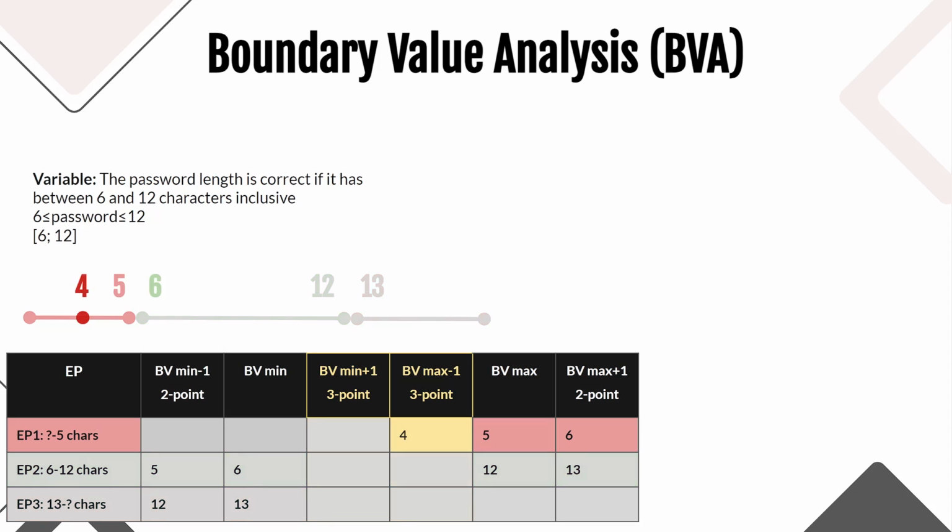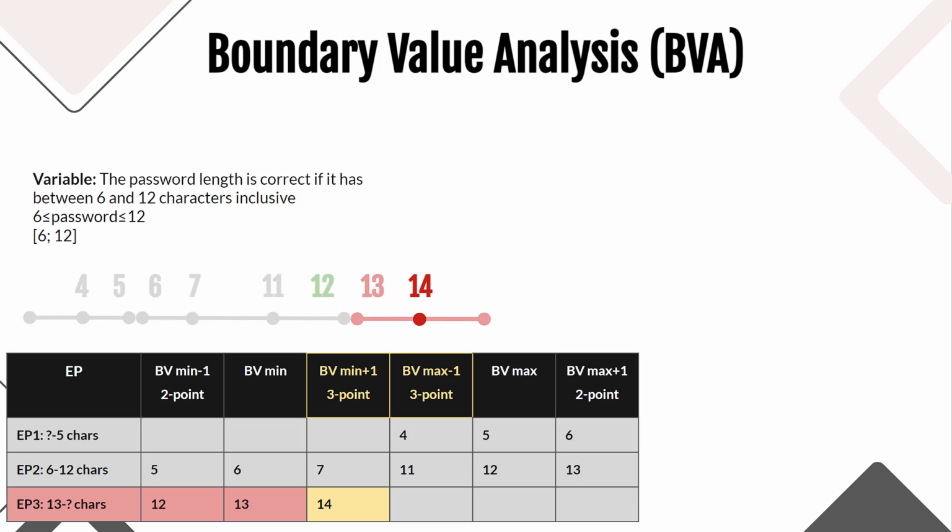Thus, for the first invalid partition, we have only one boundary value, 5, and its neighbors are values 4 and 6. For the second partition, which is valid, we have 2 boundary values, 6 and 12, and neighbors are values 5 and 7 for minimum boundary value, and 11 and 13 for maximum boundary value. For the third partition, we have only one boundary value, 13, and its neighbors are 12 and 14.